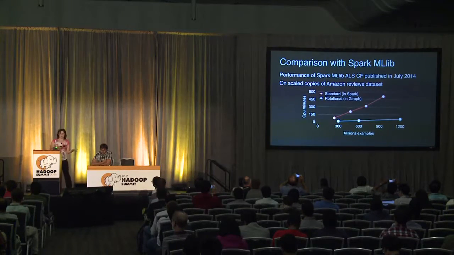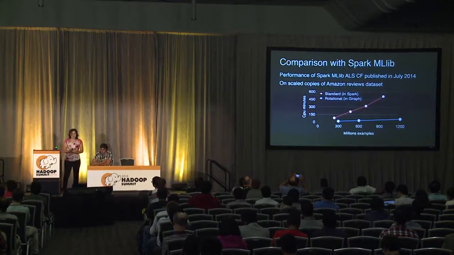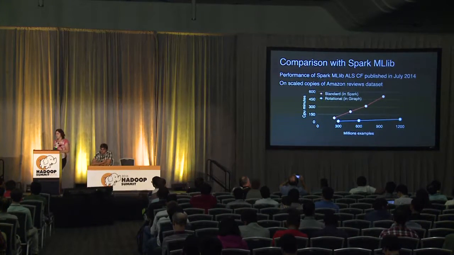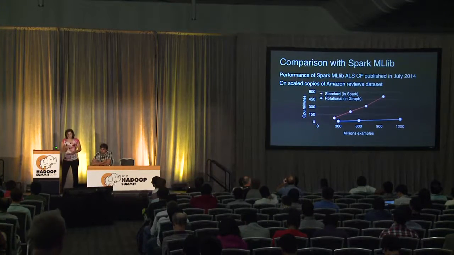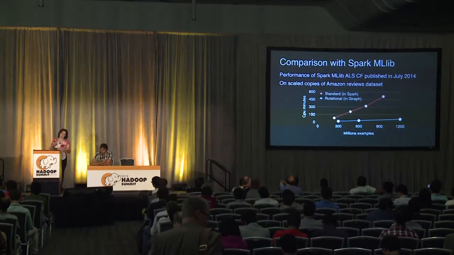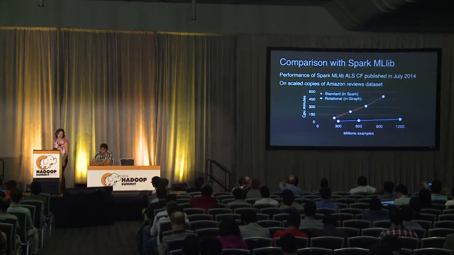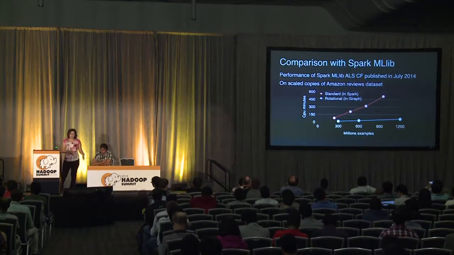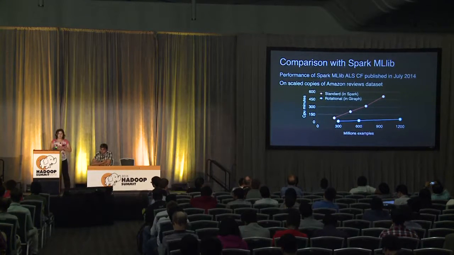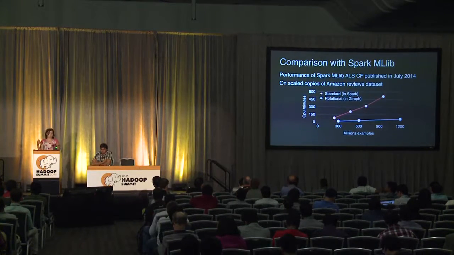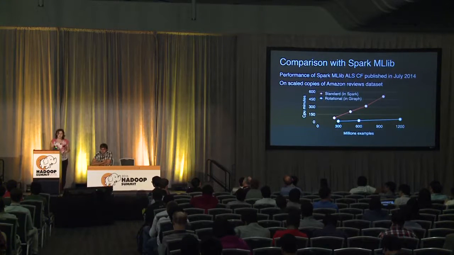And the Databricks team published their performance numbers on MLlib in July last year. The experiments were conducted on scaled copies of the Amazon Reviews dataset, which originally contained 35 million ratings. And you can see in this graph, which compares the CPU minutes between Spark and Giraph, that we are over 10x faster. But what is more important for us is that our solution can easily handle hundreds of billions of ratings, while the largest numbers Spark reported were 3.5 billion, so 2 orders of magnitude less.